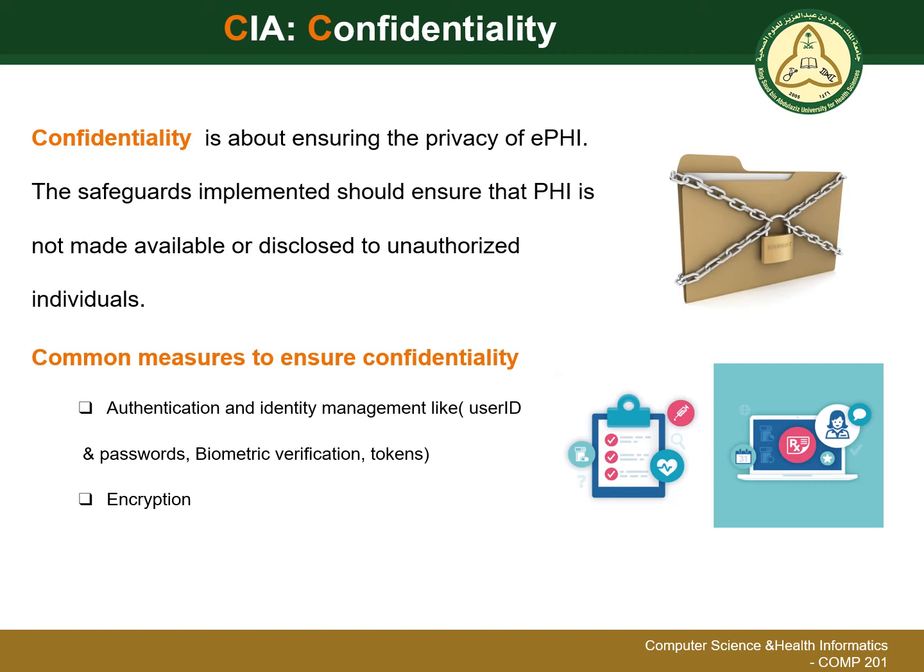Another example is where a healthcare professional uses his or her position to access the record of a patient or co-worker and gossip about the results. This case would be considered a violation of the HIPAA Act, and the staff member could be suspended or terminated by the organization. So the common measures to ensure confidentiality are authentication and identity management, and encryption.